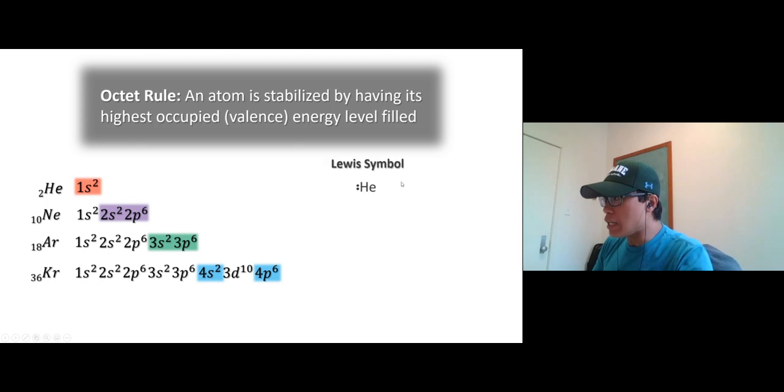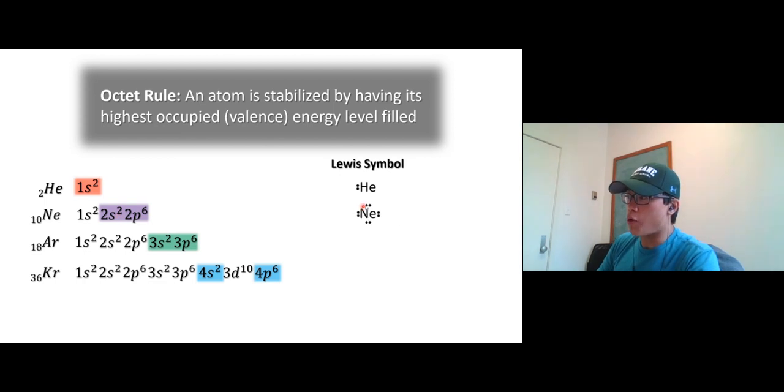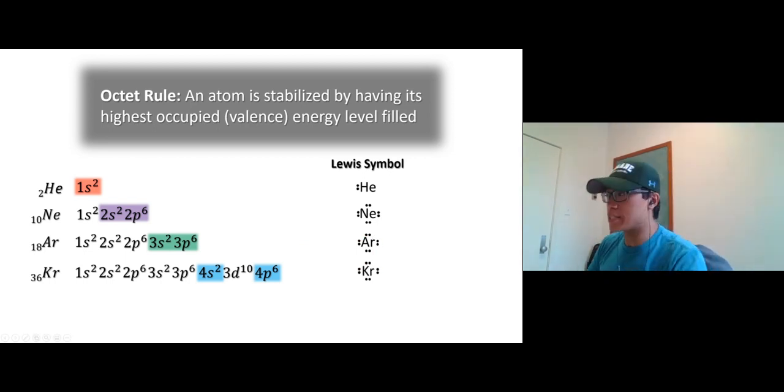We use the Lewis symbol to show the atomic symbol and its valence electrons. For example, helium has 2 valence electrons, so we put 2 electrons like that. For neon, the valence electrons are 8, so we draw 4 pairs. We call them lone pairs, so there are 4 lone pairs. Argon has 8 electrons as well: 1, 2, 3, 4, 5, 6, 7, 8. Krypton, same thing. So we use the Lewis symbol to show the valence electrons of an atom.